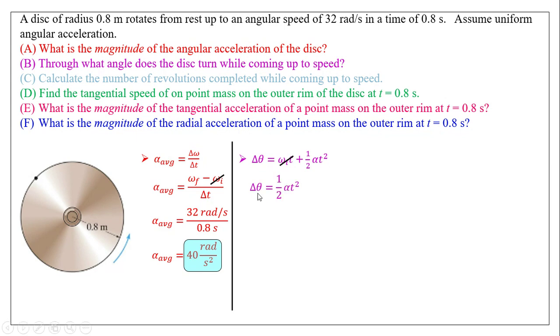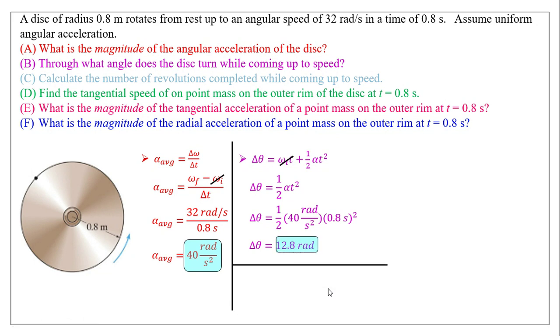So this function reduces down to pretty much just 1/2 alpha t squared. Once again, alpha was calculated in part A, and t is given. Calculating that should give you about 12.8 rad. The unit for the angle here is rad. Unless otherwise specified, you should just keep it in rad.